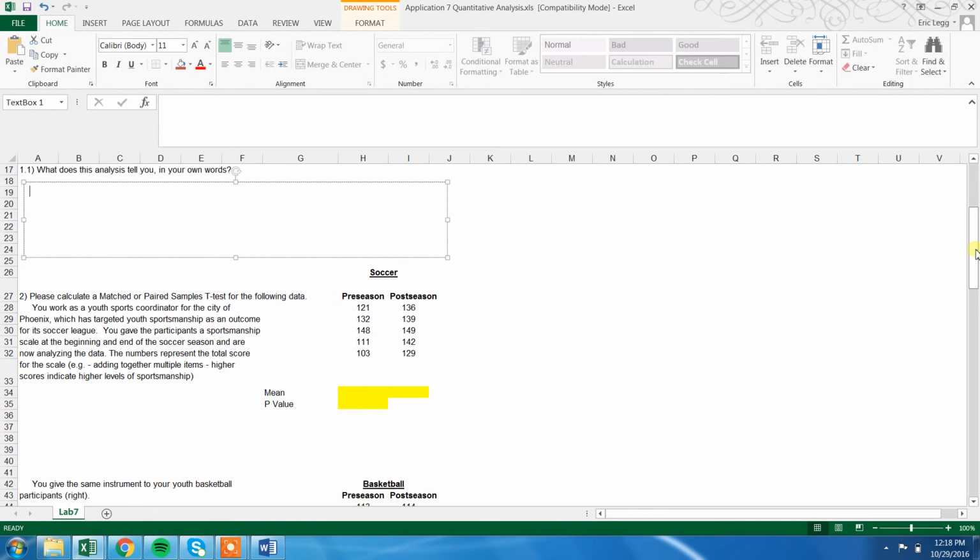Okay. Question 2, please calculate a matched or paired samples t-test for the following data. Remember, matched, 1 group, 2 different points in time. You work as a youth sports coordinator for the city of Phoenix, which has targeted youth sportsmanship as an outcome for its soccer league. You gave the participants a sportsmanship scale at the beginning and end of the soccer season and are now analyzing the data. The numbers represent the total score for the scale. In other words, it had multiple questions, multiple items on it, and you summed those up. The higher the scores, the better.